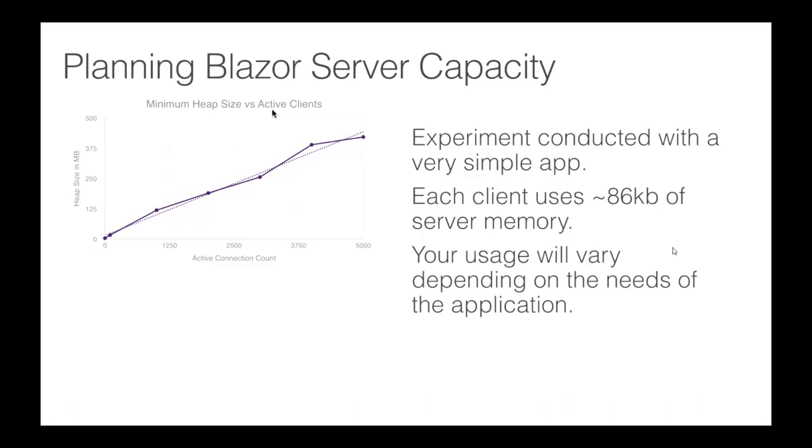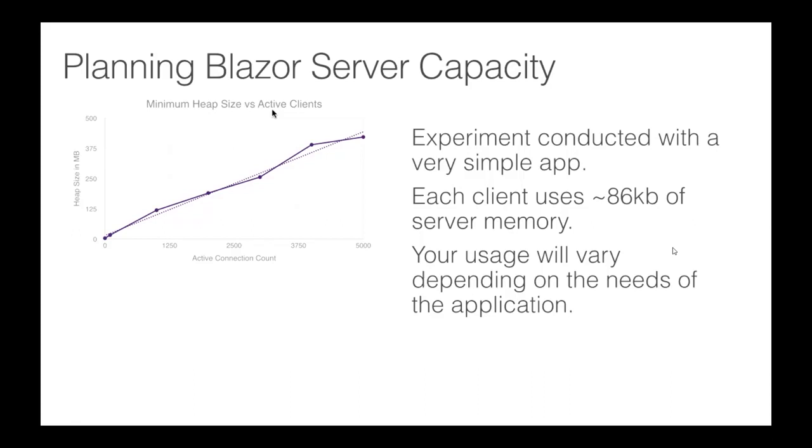And I only went up to about 5,000 in this case. What I find is that if you've got a very simple, template-style app, each connected client reserves about 86 kilobytes of server-side memory. So there's about 86 kilobytes of memory reserved for each client. Again, that's what the framework requires of you.